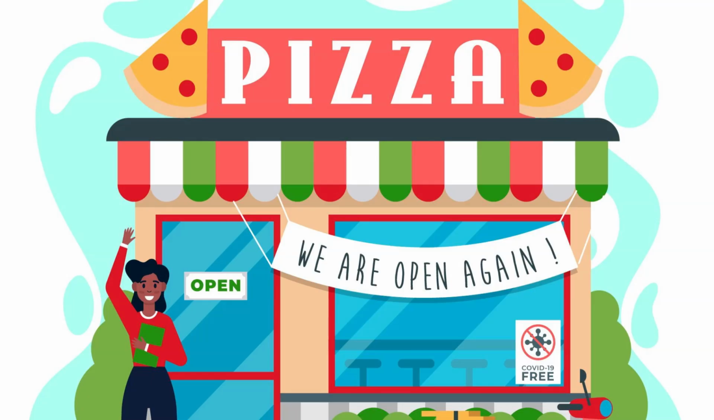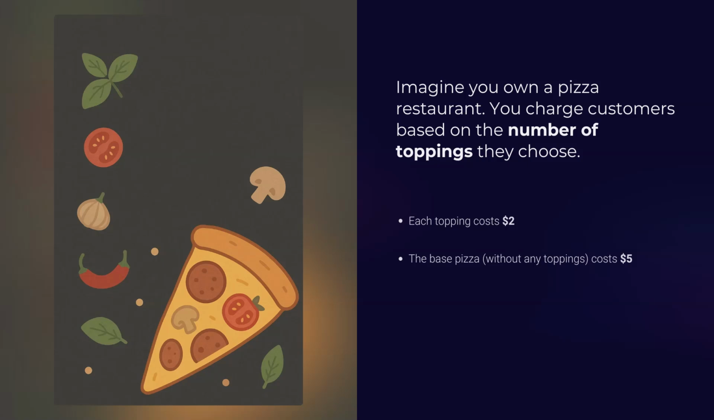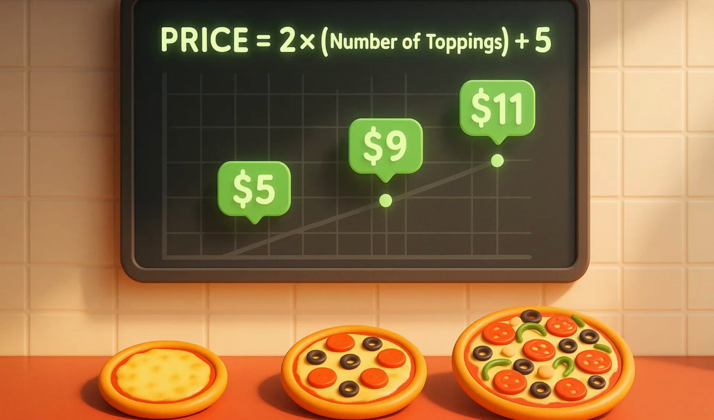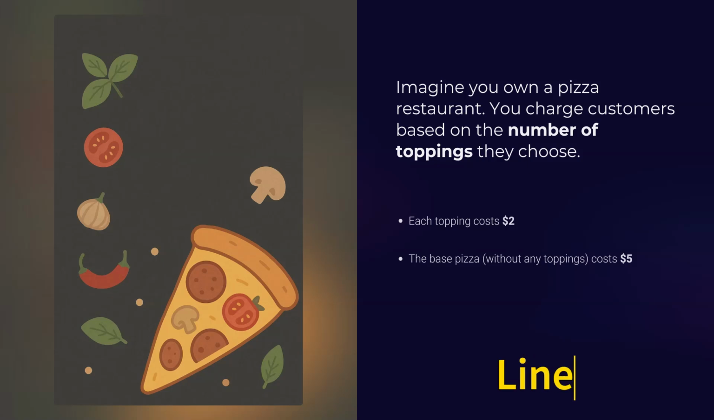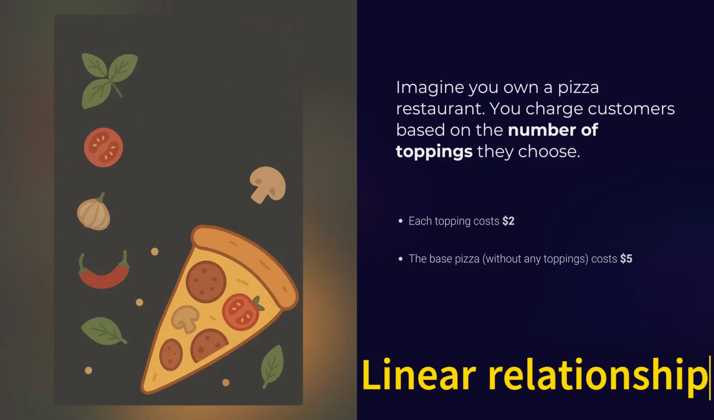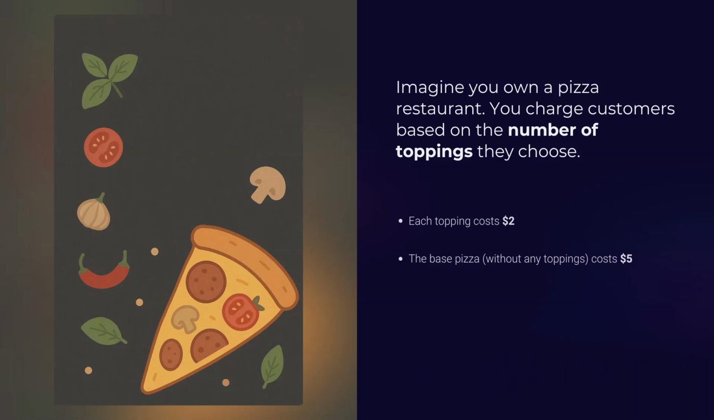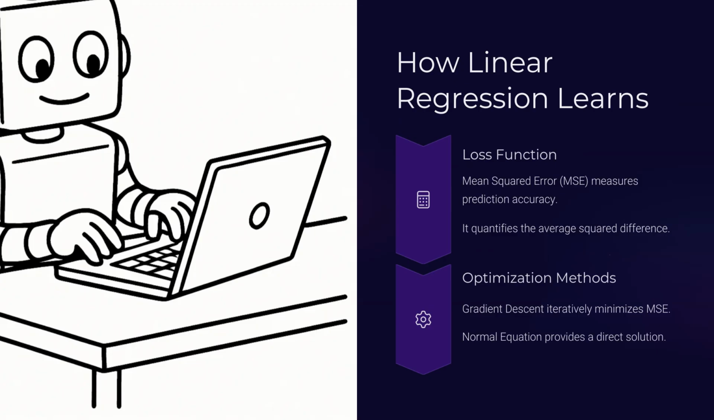Imagine you run a pizza shop. The base pizza costs $5 and each topping adds $2. So if a customer picks toppings, the total price is calculated like this: price equals 2 times the number of toppings plus 5. This is a perfect example of a linear relationship. The number of toppings is the input and the total price is the output. Simple, straight line math.